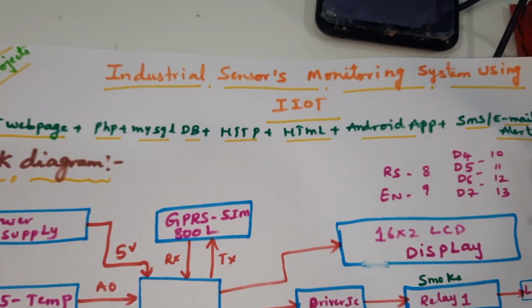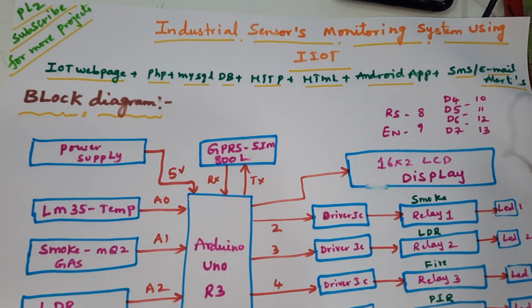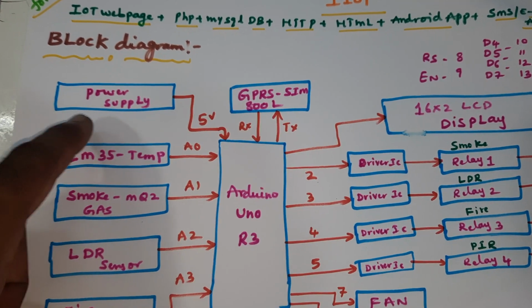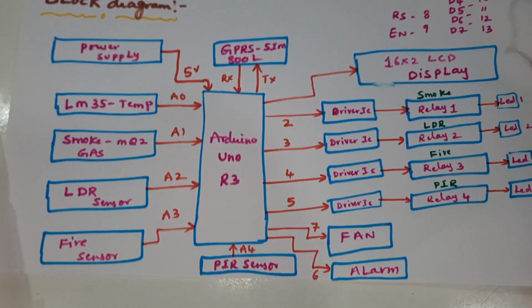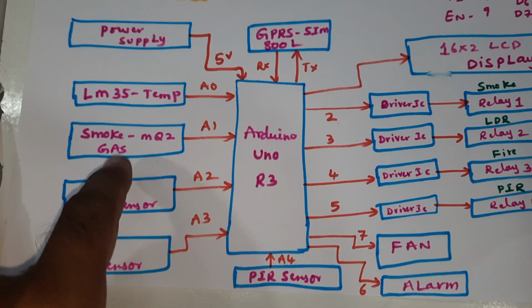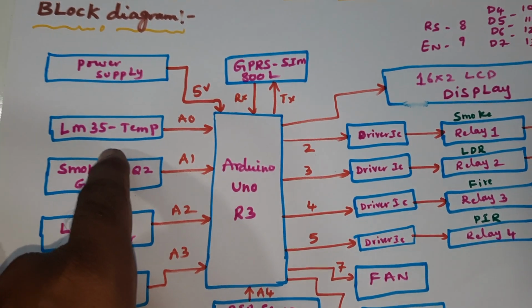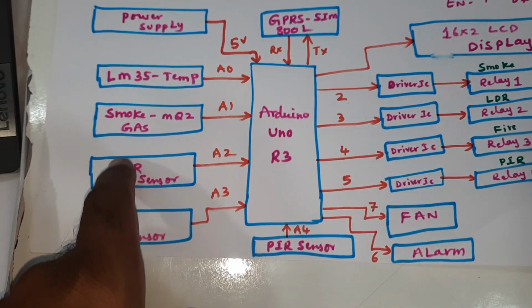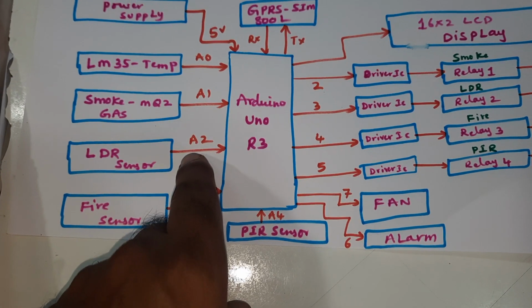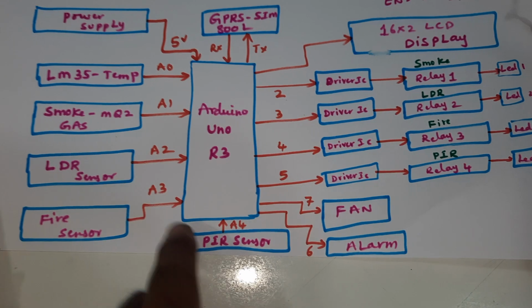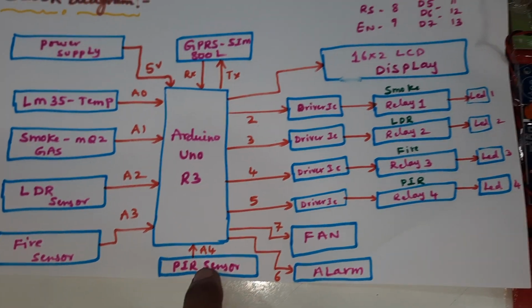Industrial Sensor Data Monitoring using Arduino, GSM GPRS modem, power supply board, LM35 temperature sensor, and MQ2 smoke sensor. The MQ2 smoke sensor is connected to A1, the LM35 temperature sensor to A0, the LDR sensor to A2, the fire sensor to A3, and the PIR sensor to A4.